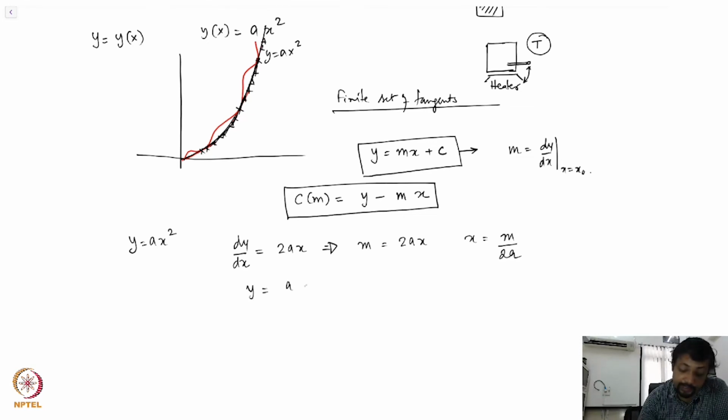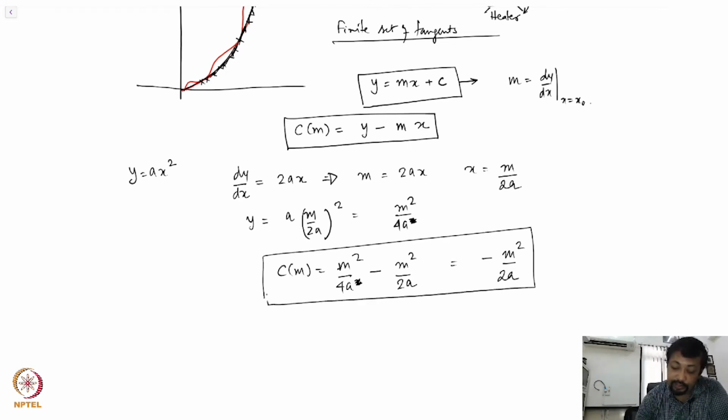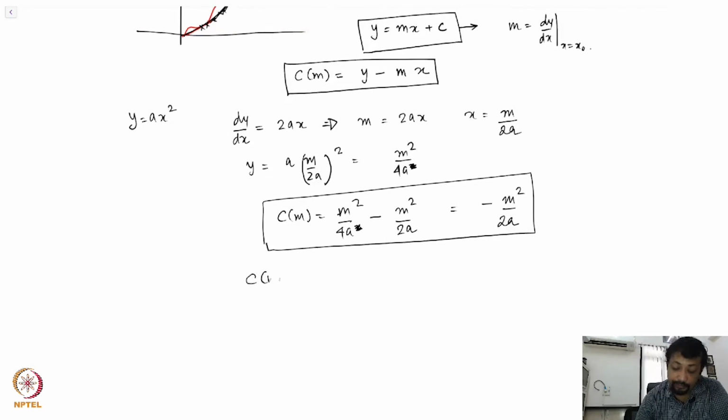y is a times m by twice a whole squared, which is m squared over 4a, and therefore c of m is m squared over 4a minus m squared over twice a. Sorry, this has to cancel out, this has to be a. So this is minus m squared over twice a. And this is the function that I am looking for. c of m is minus m squared over twice a.